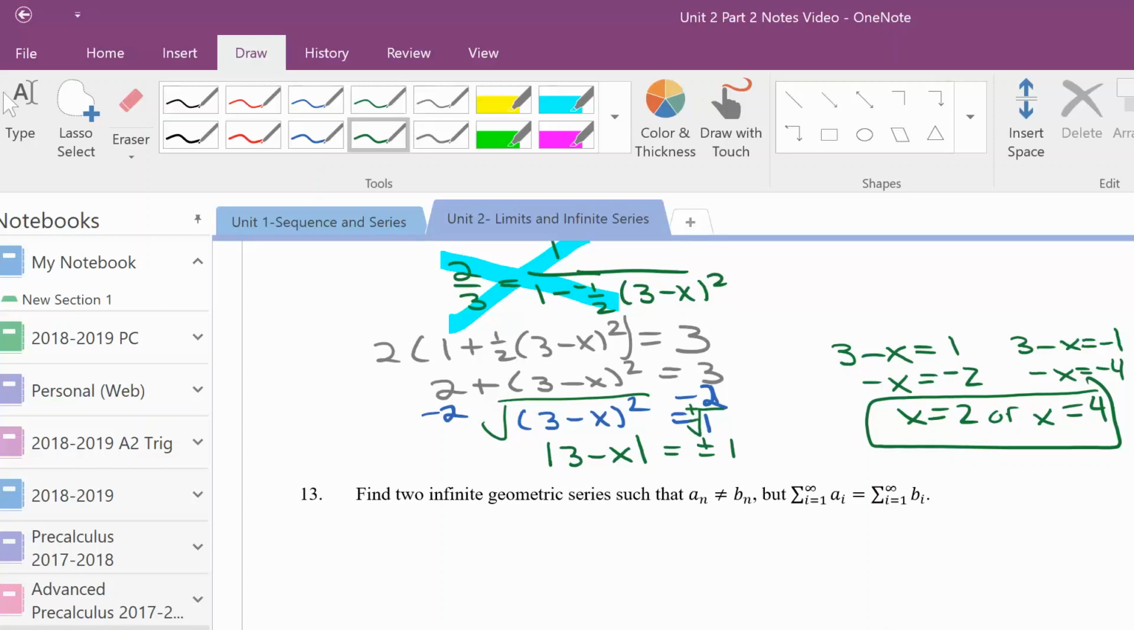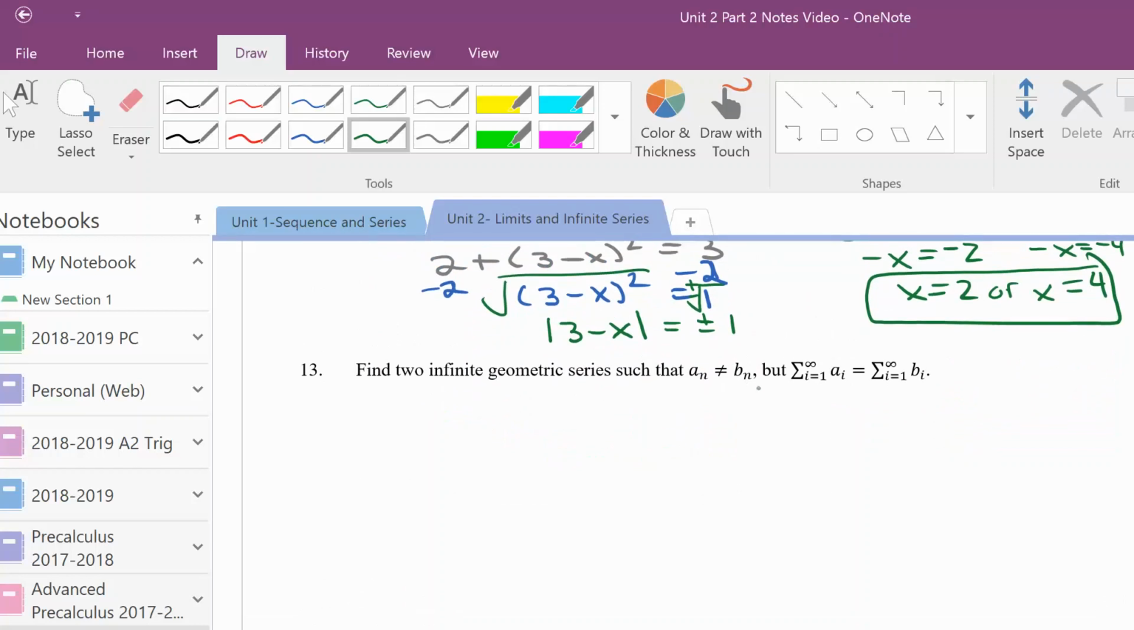Find two infinite geometric series such that the sequences are not the same, but the sums are. So here's a shortcut way to do this. Pick a number you want to be the sum. So for example, say the sum is 4. And then pick a first term. So for a sub n, the first term, so a sub 1, is going to be 5. For b, the first term is going to be 3. I just made those up. So now we have to figure out what the ratio is.